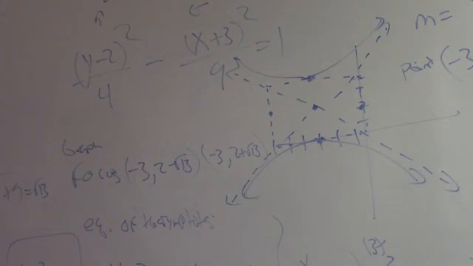And that's for the equation of what? The asymptotes. That's the asymptotes. Okay.